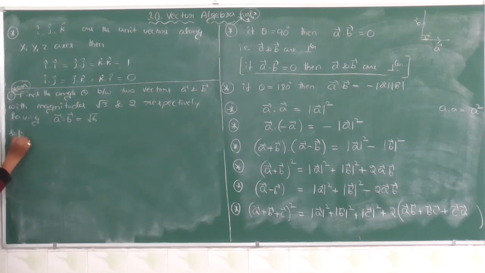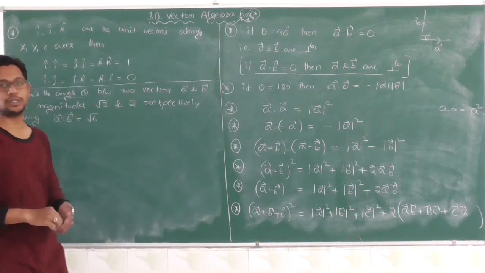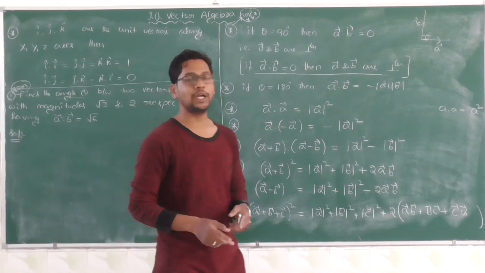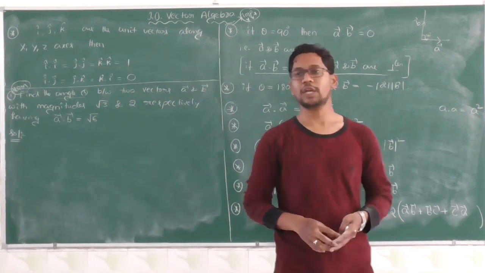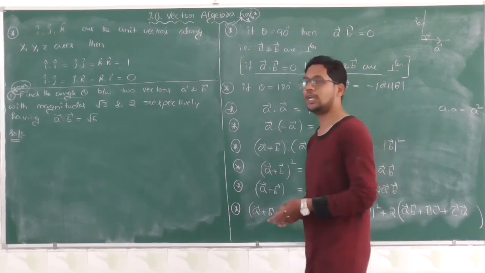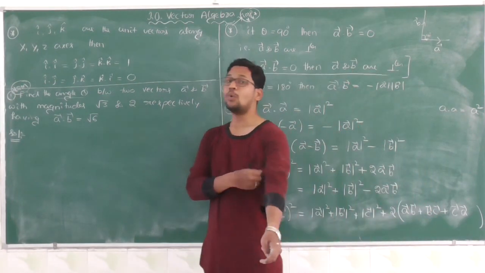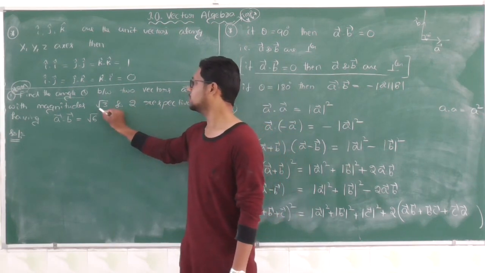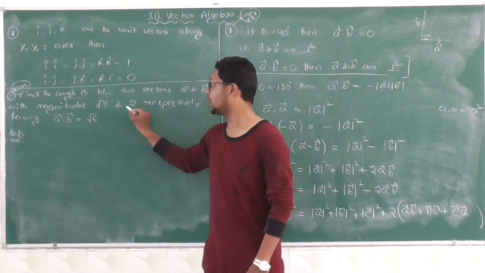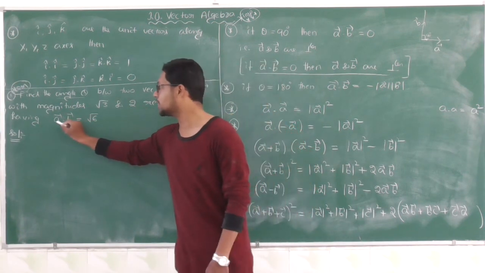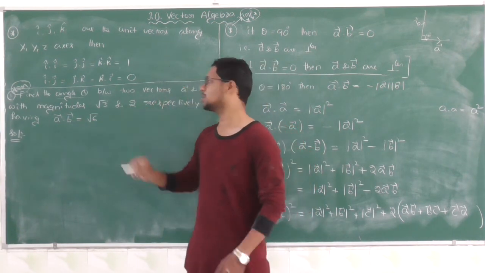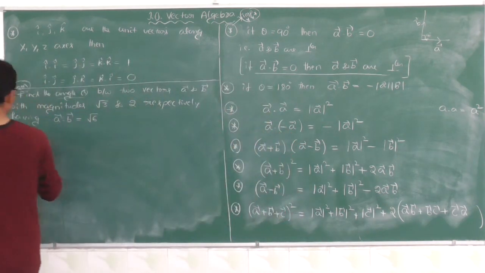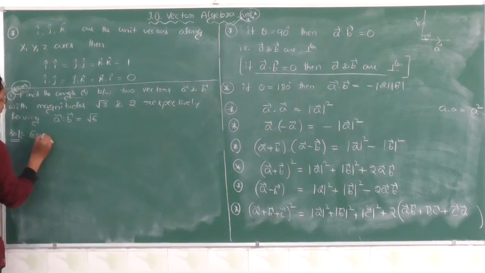Solution. Here, what do we have to find? The angle theta, that means the angle between A vector and B vector. What is given? The magnitudes, root 3 and 2, are given, and the dot product of the two vectors, root 6, is given. First write down the given things.